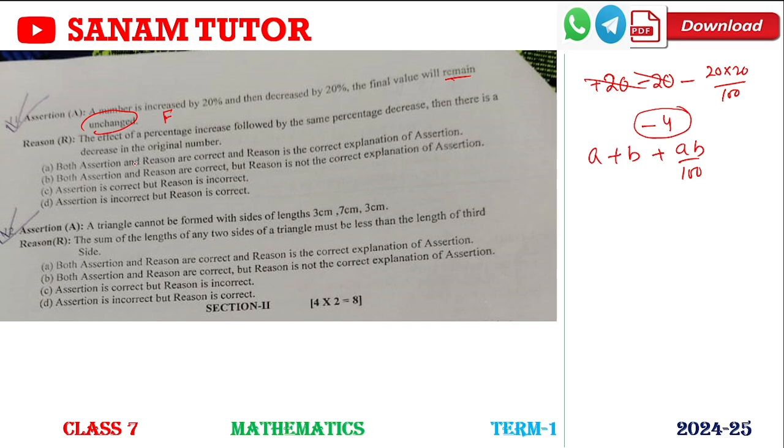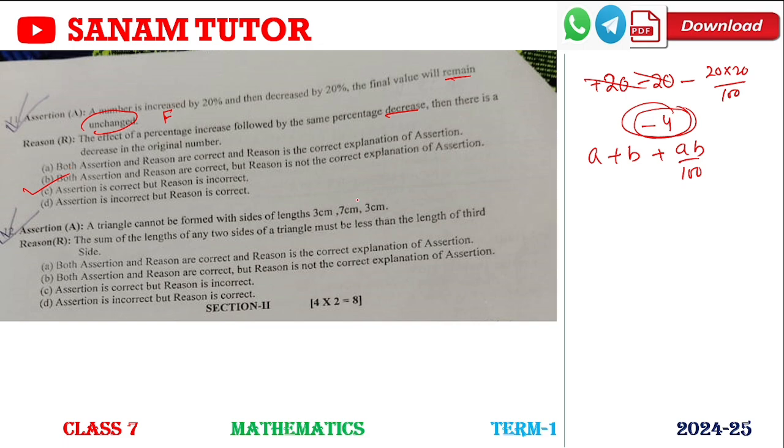Second, the reason. The effect of a percent increase followed by the same percentage decrease is a decrease. Yes, a decrease of 4%. So the reason is correct. So A is false, R is true. Option C is the correct answer.